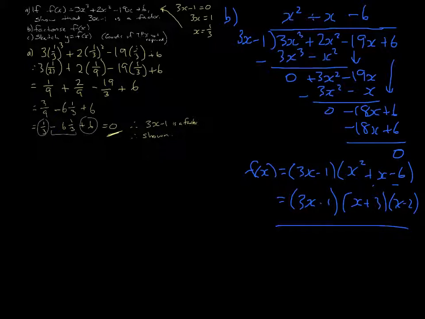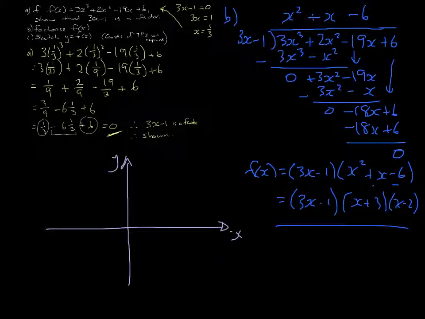And the third part of this is to sketch the graph. Don't you love graphs? No, I don't. Okay, they're not that scary. So we'll set up our axes. We will know that our x-intercepts we can get from the factorised form.